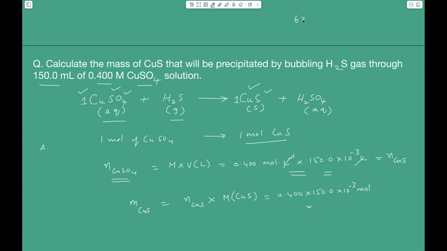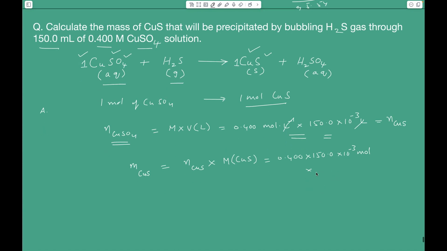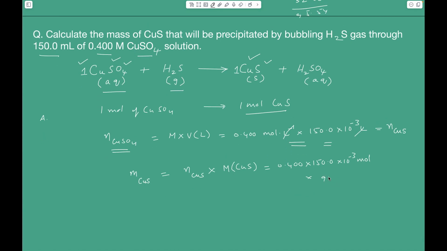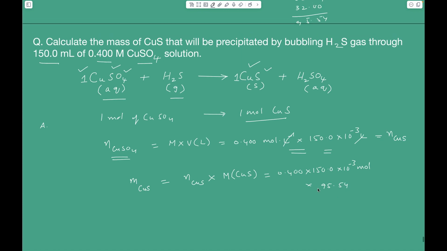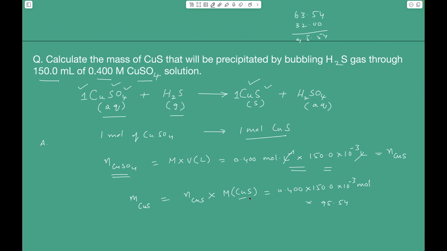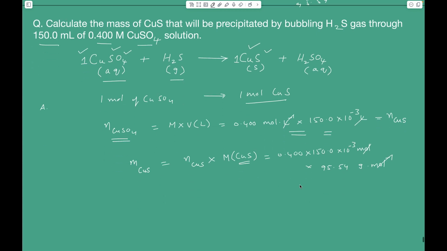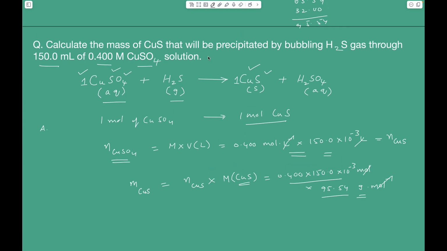The relative atomic mass of copper is approximately 63.54, and that of sulfur is 32, so it would be 95.54. So the molar mass of copper sulfide is 95.54. That is the relative formula mass of copper sulfide expressed in gram per mole. These two get cancelled and you will get the mass of the copper sulfide in grams. So this is the mass of copper sulfide produced during this reaction.